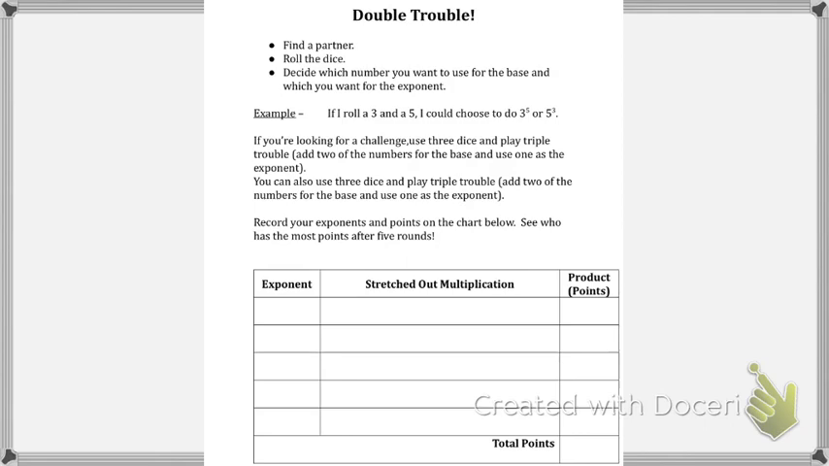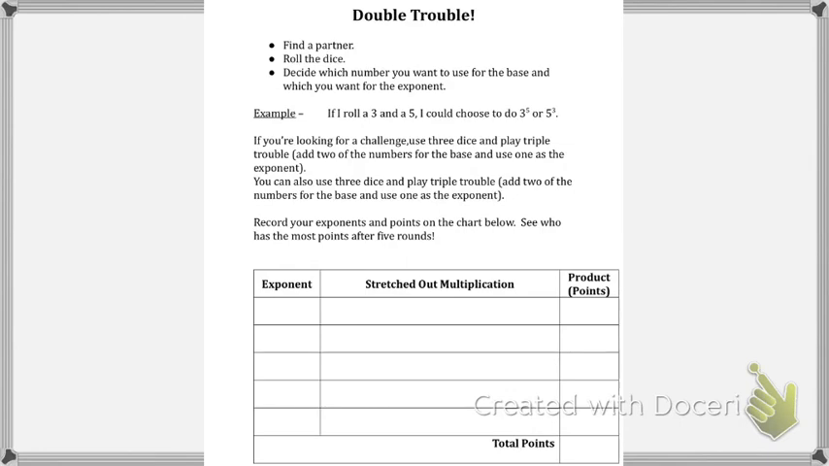So the first skill that we're going to learn today is exponents through the game Double Trouble. So students are going to learn this skill and this game during class, but they might want to do it for homework. They could also use this to study for our test. It would be a great way to study.